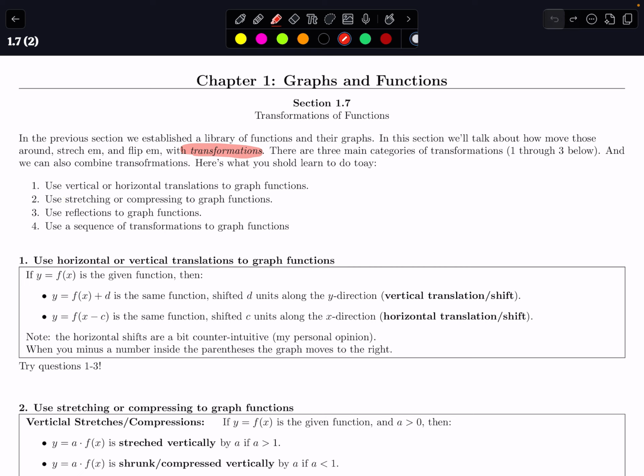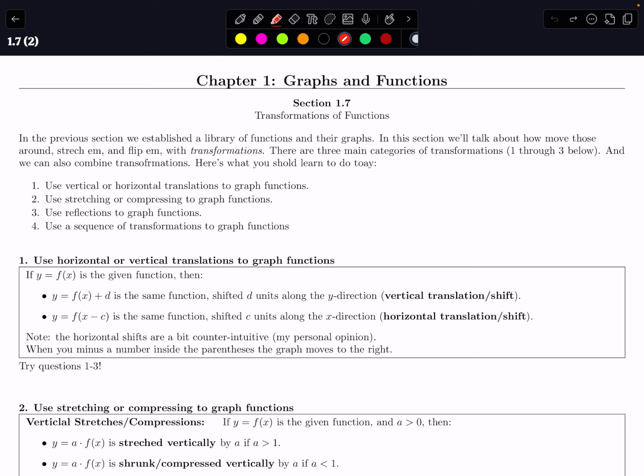And then the last type of thing we're learning today is reflections. Reflections, just like it sounds like, you reflect something over the x-axis or y-axis. I think of reflecting over the x-axis as like a vertical stretch because you're flipping it up and down, and then a reflection over the y-axis like a horizontal reflection because you're flipping left and right. Okay, and then lastly, we're gonna learn how to just put all those different transformations together. Really cool, useful section, I think.